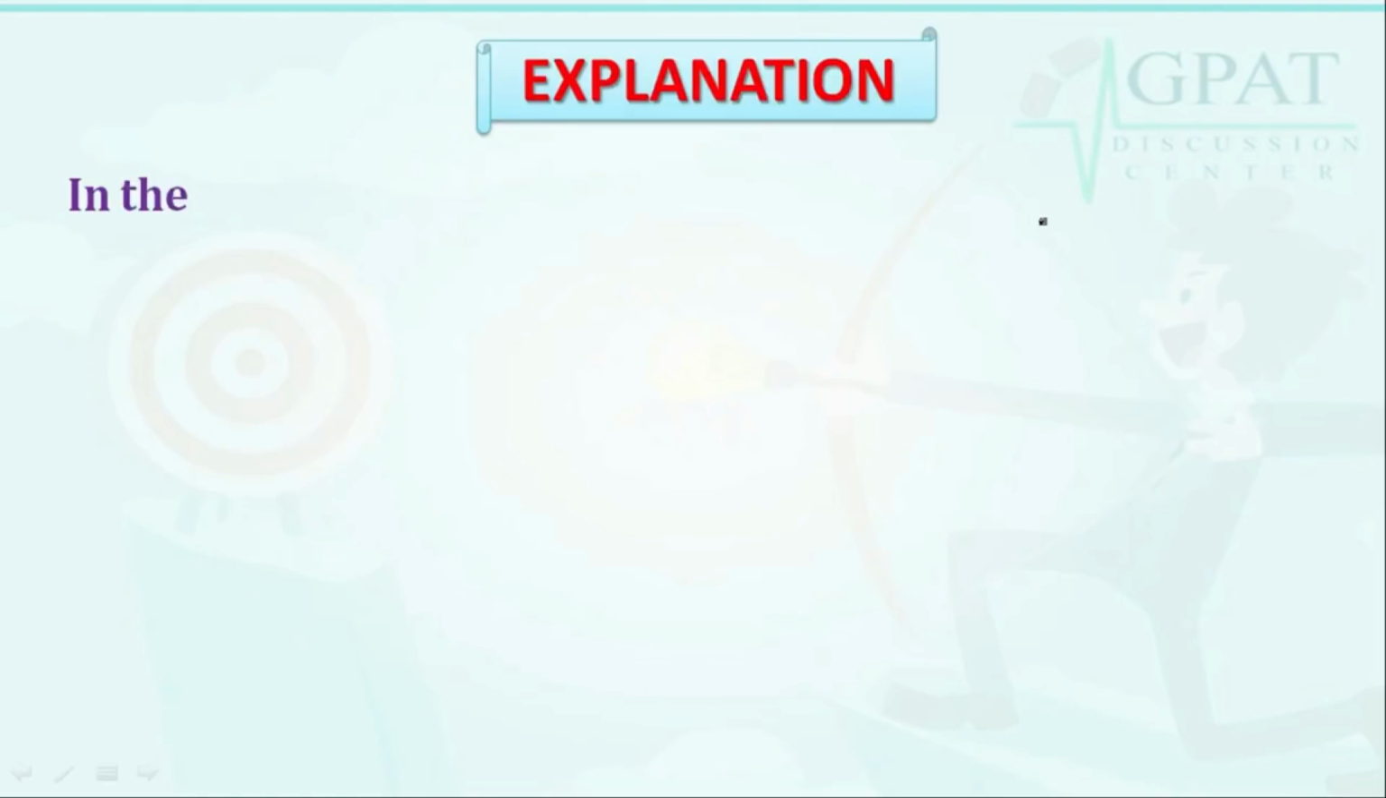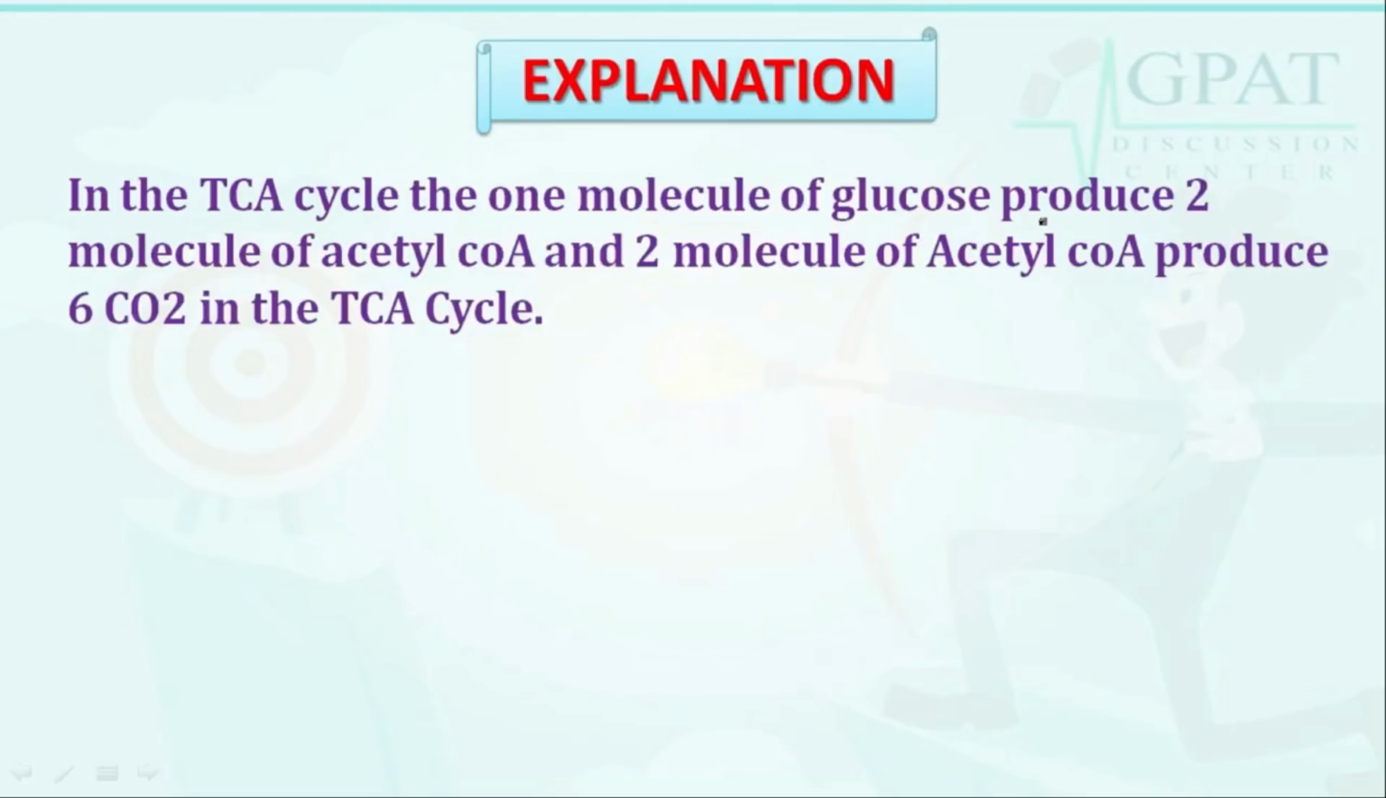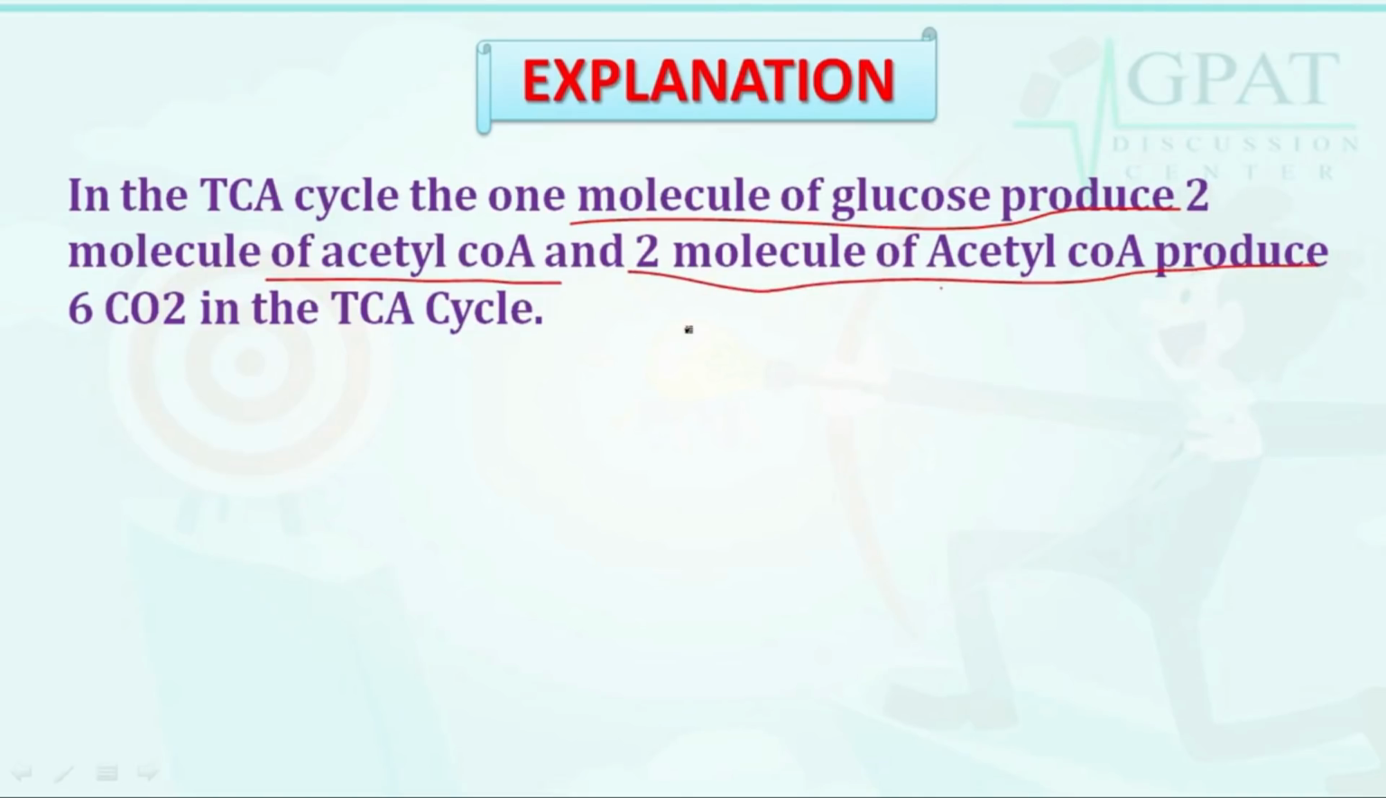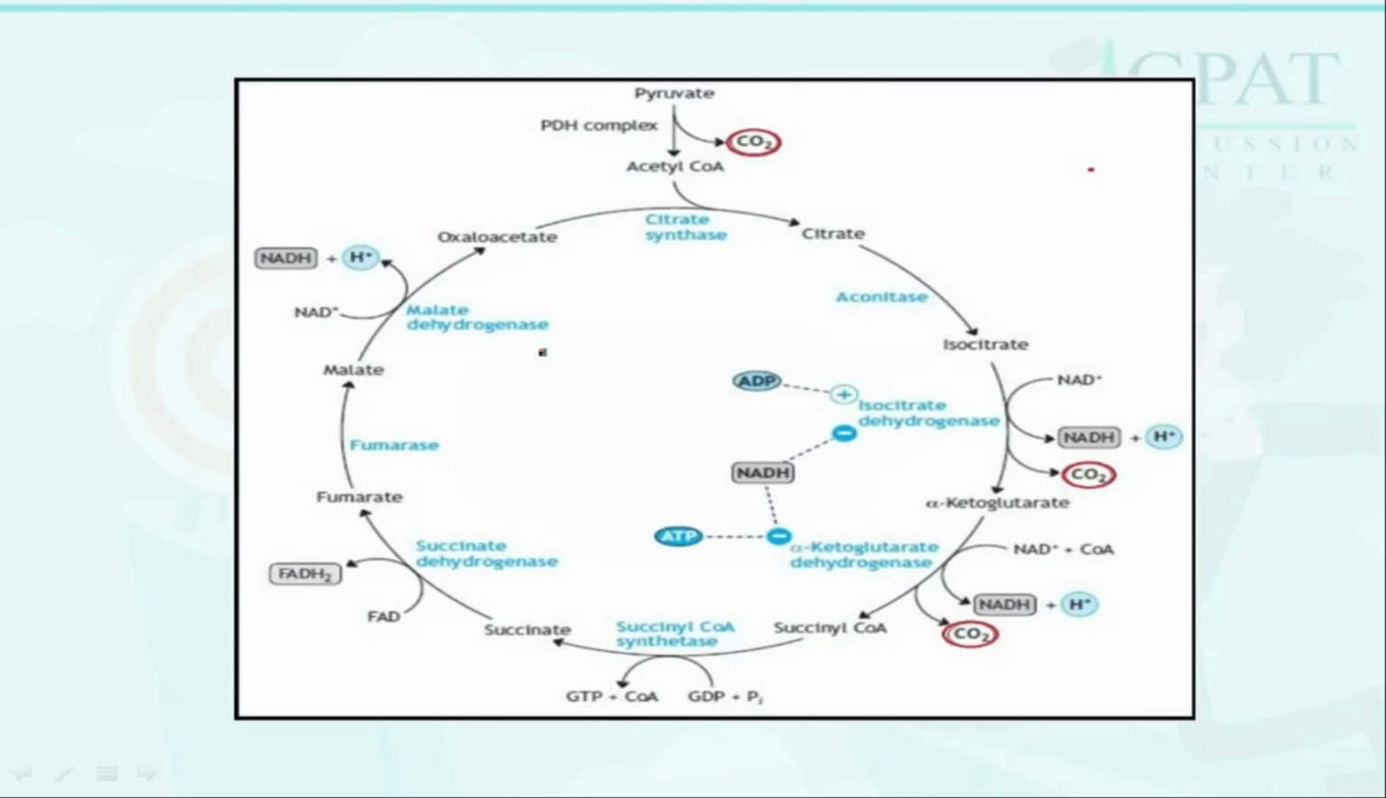Let's discuss with the help of explanation that in the TCA cycle, 1 molecule of glucose produces 2 molecules of acetyl coenzyme A, and 2 molecules of acetyl coenzyme A produce 6 CO2 in the TCA cycle. How can it produce? How can it be possible?